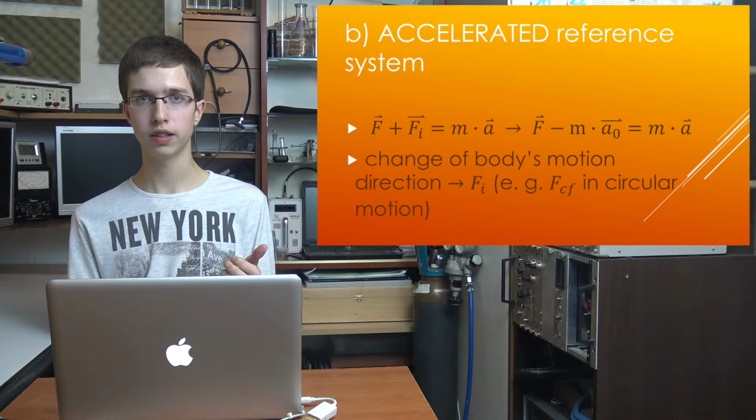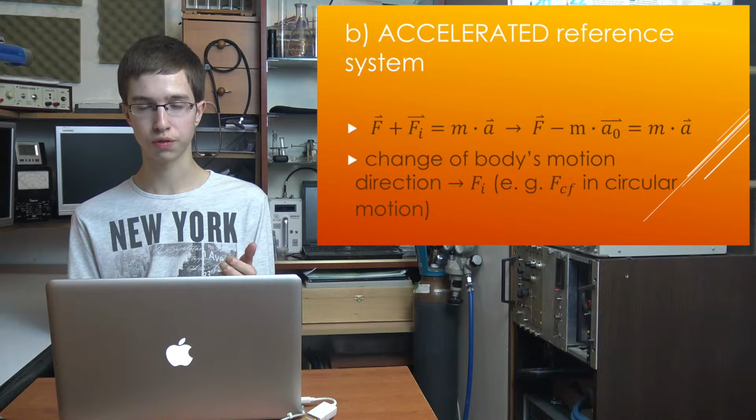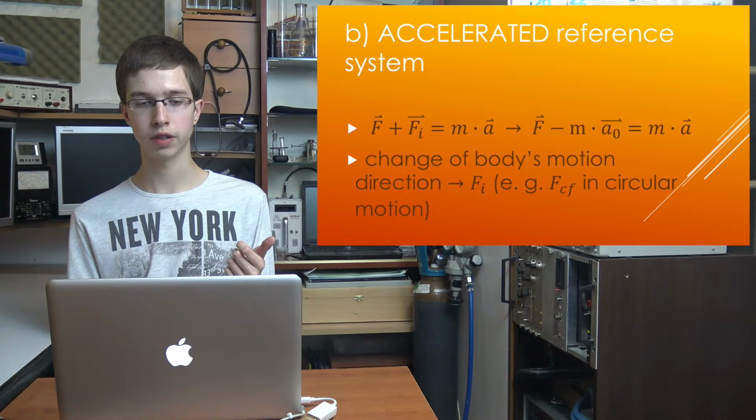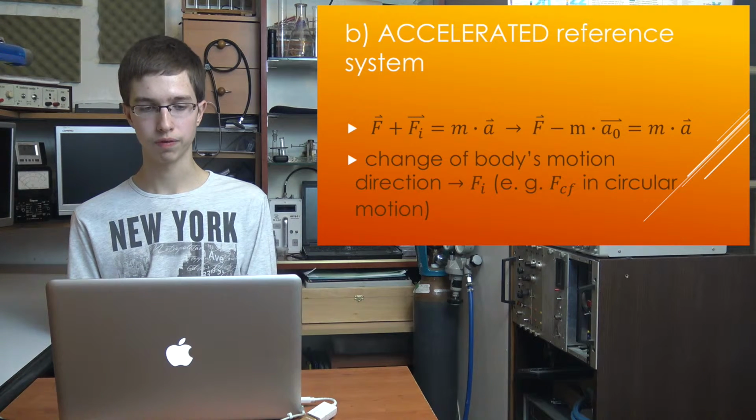Now we have the formula that force plus inertial force is equal to mass times acceleration of the body, and if we put that formula for Fi, inertial force, we get the second formula.